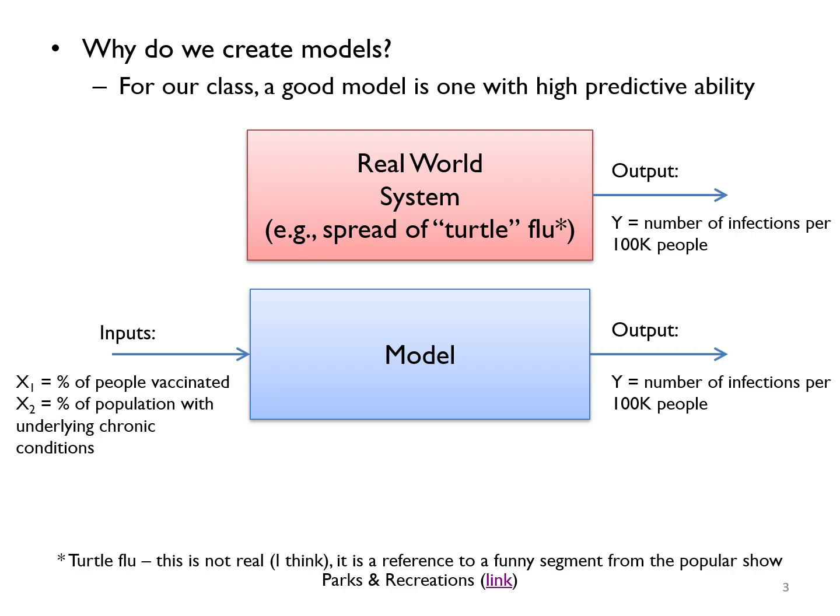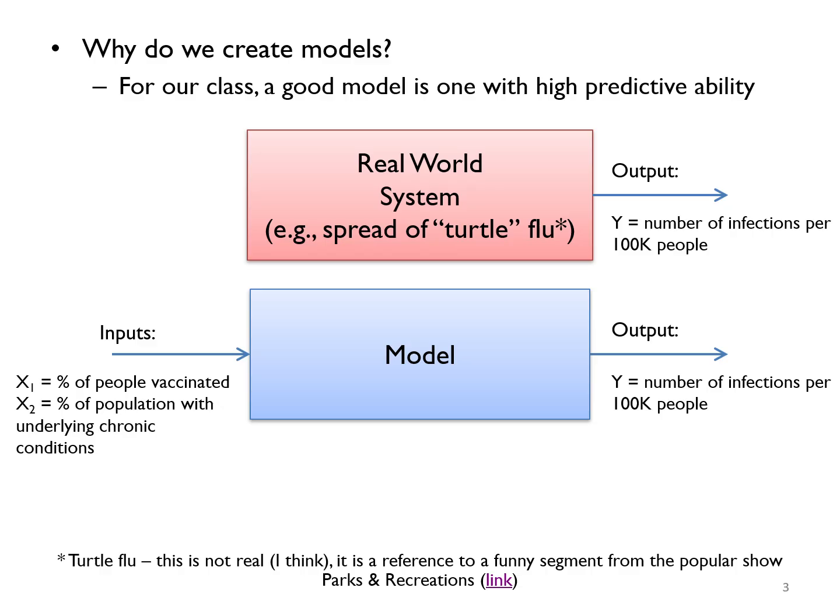So just as an example, let's say X1 is one of the parameters, the percentage of people who are vaccinated against the virus. X2 could be the percentage of the population with underlying chronic conditions. The argument is that these two parameters affect the number of infections for every 100,000 people. Okay? So these X variables are our inputs. And our output variable, or the dependent variable, is the Y variable, the number of infections per 100,000 people. So our model tries to predict Y based on any value of X1 and X2.